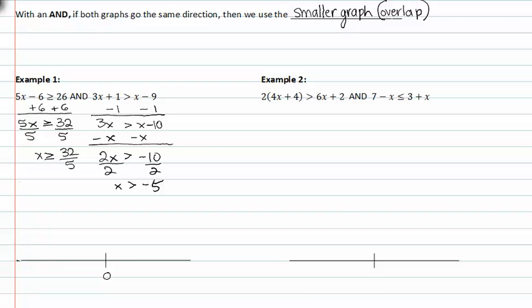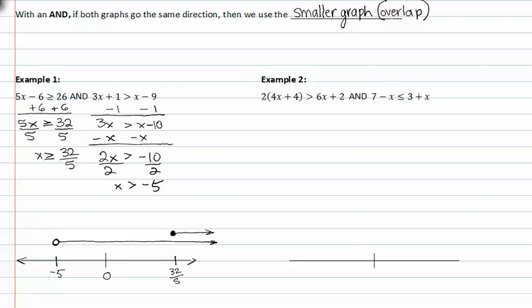If this is 0 on my number line, 32/5 will be somewhere over here, a little more than 6. And x is greater than negative 5 will be somewhere over here. We'll call that negative 5. Since x is greater than or equal to 32/5, it's going to be a closed dot heading toward positive infinity, and x is greater than negative 5 is also heading toward positive infinity, but it is an open dot.